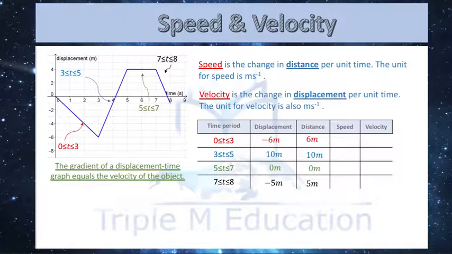To work out the speed, we divide the distance covered by the time taken. So between 0 and 3 seconds, our speed is 6 meters divided by 3, which is 2 meters per second. To work out the velocity, on the other hand, we work out the displacement divided by the time taken. In this case, we get an answer of -2 meters per second. Why not try to see if you can work out the values for the speed and velocity between 3 and 5 seconds, 5 and 7 seconds, and 7 and 8 seconds.